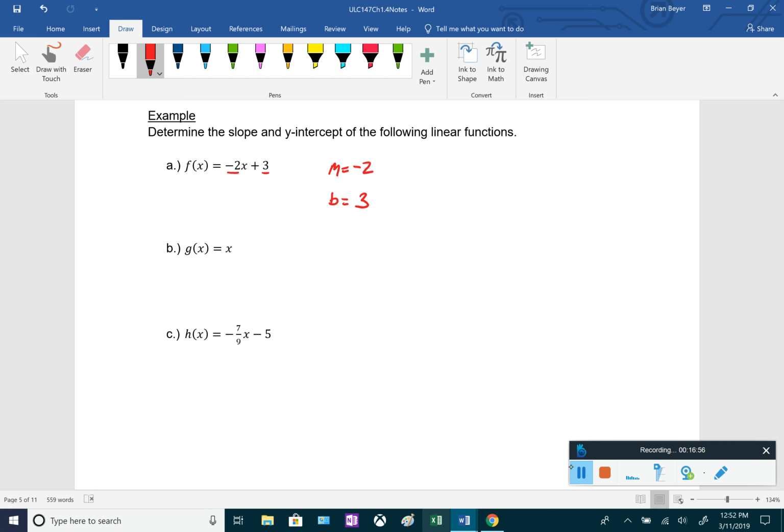So a slope of negative 2 and a y-intercept of 3. Next one, we have g of x equals x. So this time we only have the variable, we don't have a constant at the end. So our m here is going to be what's multiplying on the x. Since there's nothing written there, we know it's going to be a 1, so the slope is a 1. Since there is no constant term written after that being added or subtracted, that means the y-intercept is going to be 0.